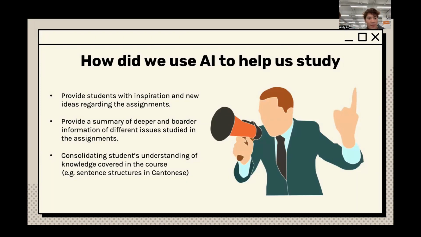Firstly, the AI provides students with inspiration and new ideas regarding the assignments. And the AI also provides a summary of deeper and broader information on different issues studied in the assignment. AI also helps students to consolidate their understanding of knowledge covered in the course. For example, the sentence structure in Cantonese. The AI can help us learn the sentence structure of different sentences in Cantonese.